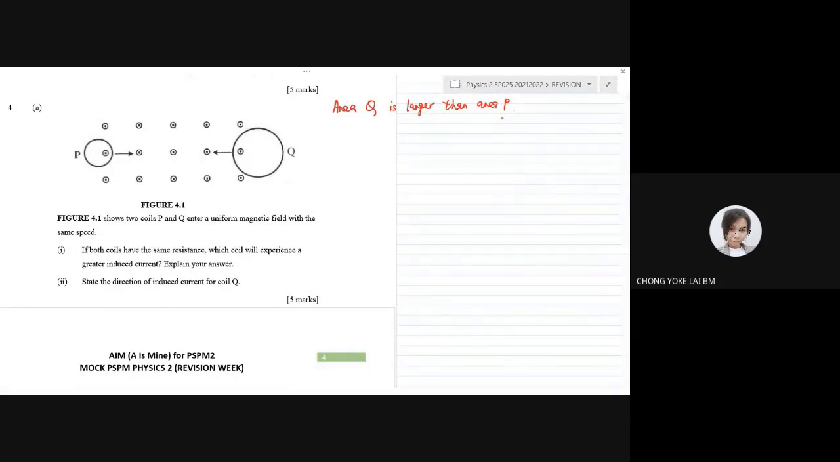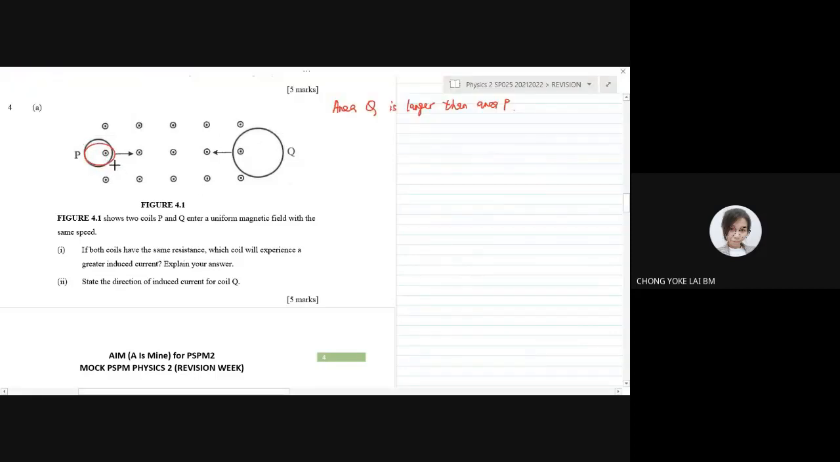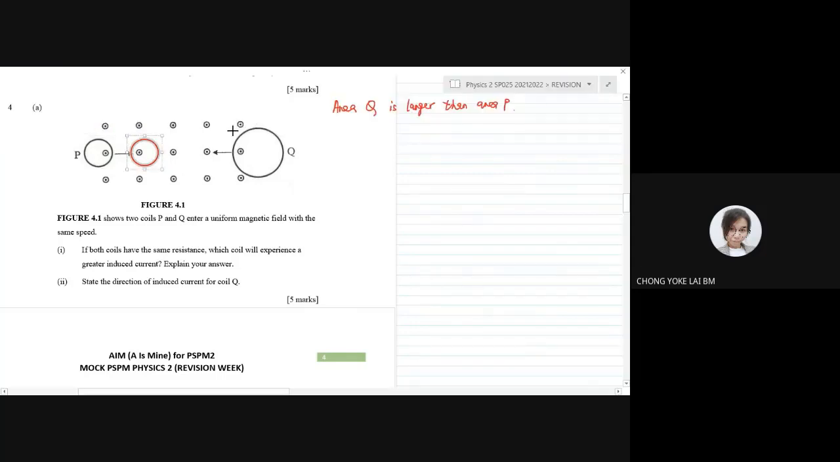Then how come we have current induced? Kenapa ada current induced? Sebab we have change in flux. Kita ada perubahan flux bila coil tu masuk dalam kawasan magnet ni. Cuba you tengok teacher lukis. Ni coil, ini coil P. See? Bila coil P masuk dalam ni, this is the flux it enclosed. But how about coil Q? Kalau you tengok, teacher lukis coil Q bila dia masuk dekat dalam ni.